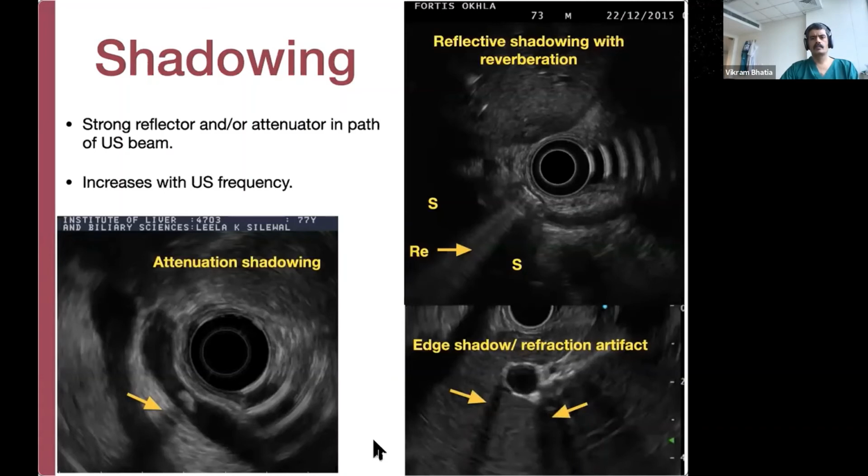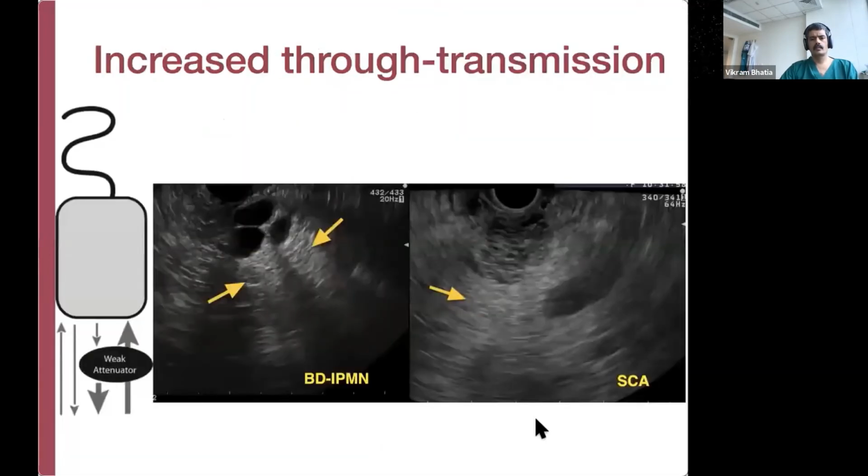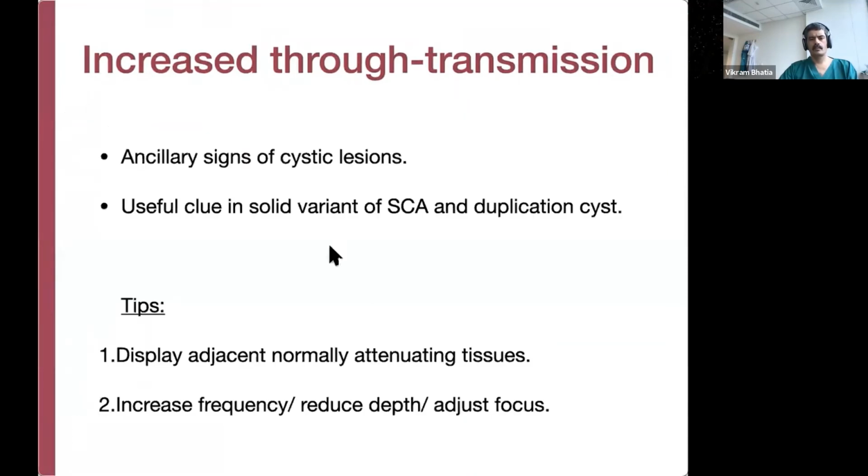The opposite of shadowing is increased through transmission, or the enhancement behind cystic structures. This happens when an object like a cyst attenuates the ultrasound beam less than the surrounding structures. So this is very useful to distinguish cystic structures, and as a useful ancillary clue in solid variant of serous cystadenoma, which can sometimes appear like a completely solid lesion, and a duplication cyst, which can sometimes have hypoechoic contents and can be very difficult to distinguish from a leiomyoma.